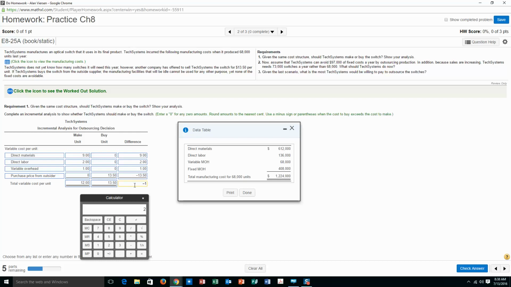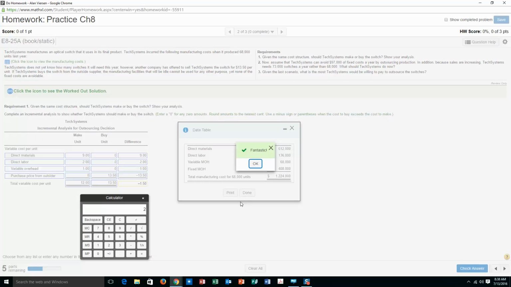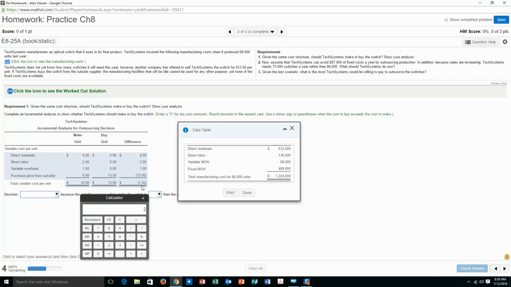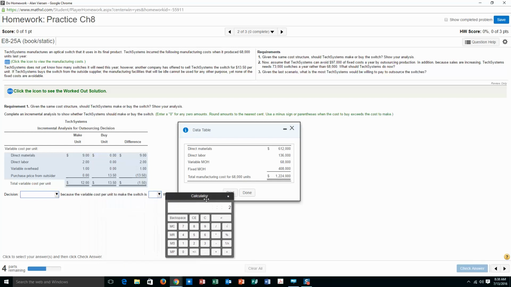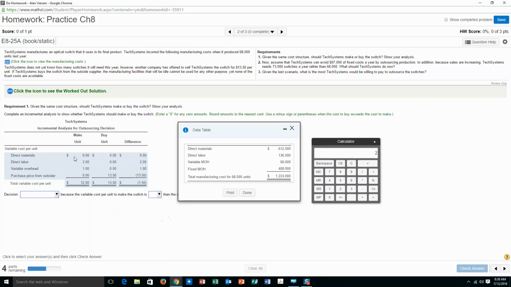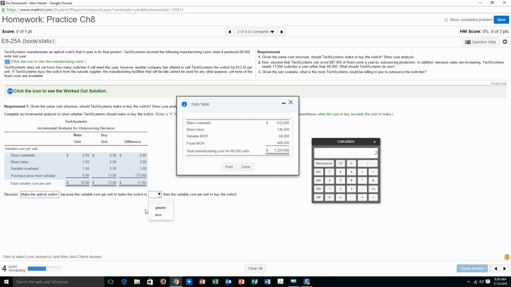And so it comes out that if we buy the product instead of making the product, it would actually be costing us $1.50 per unit. Okay, so at this point we would say, no, we're not going to buy it, we are going to make it. So the decision is to make the optical switch, because the variable cost per unit to make the switch is less than the variable cost per unit to buy the switch.